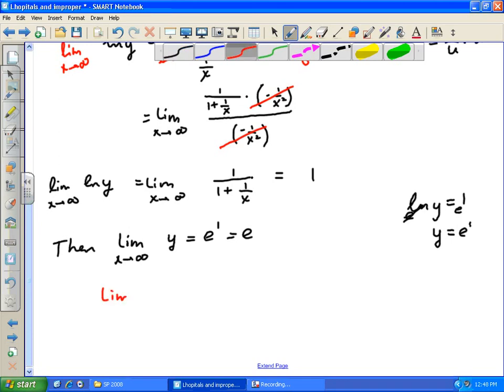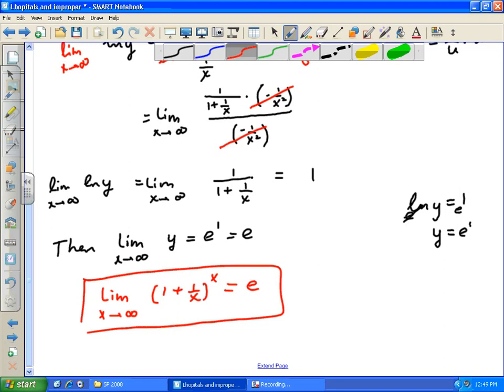And I'm just going to write the whole result one more time. So what we've found is as follows. Limit as x goes to infinity of 1 plus 1 over x to the x is equal to e. This is a very important result. Later on, we're going to see this again.